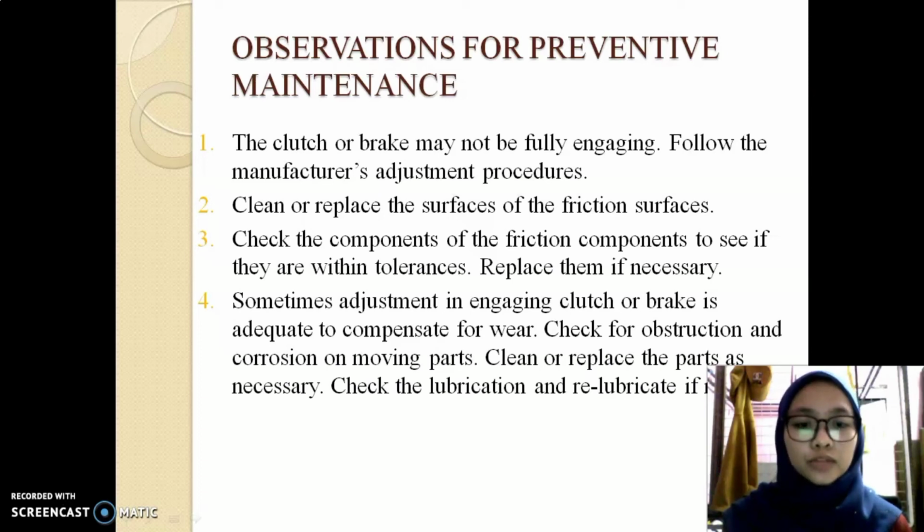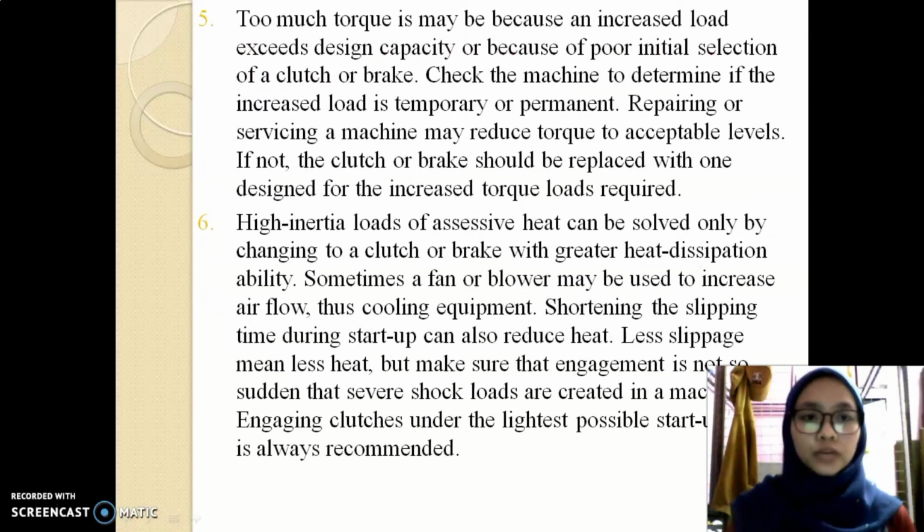And then we need to check the lubrication and re-lubricate if required, based on the situation that happened on the clutch and brake on the machine. Okay. 5. Too much torque is maybe because an increased load exceeds design capacity or because of poor initial selection of a clutch or brake. So we need to check the machine to determine if the increased load is temporary or permanent.